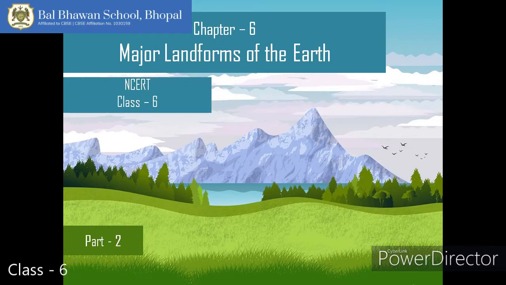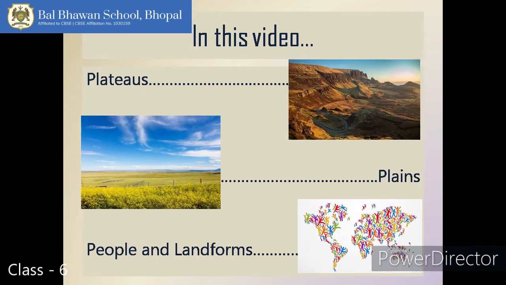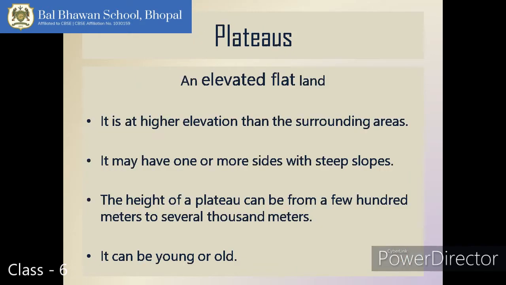Hello students, today we'll be continuing with chapter number 6 from your geography book, Major Landforms of the Earth. In the previous video, we learned about landforms, how they are formed, the landform of mountains, and the types of mountains. In this video, we'll be learning about two other landforms, which are plateaus and plains, along with the people and the landforms. A plateau is an elevated flat land.